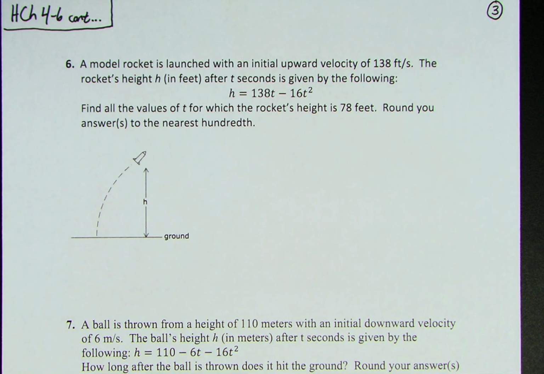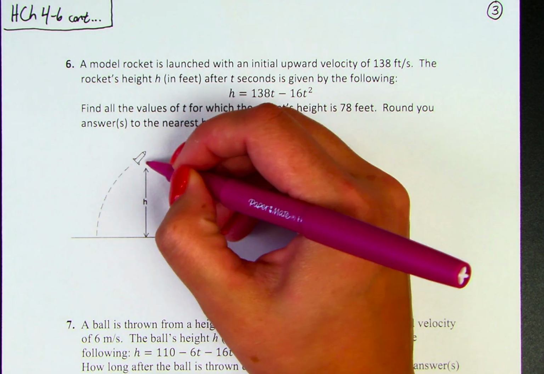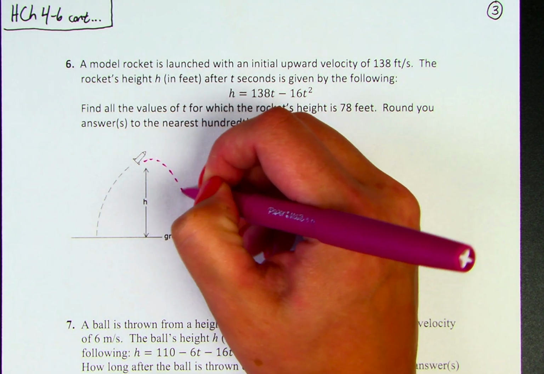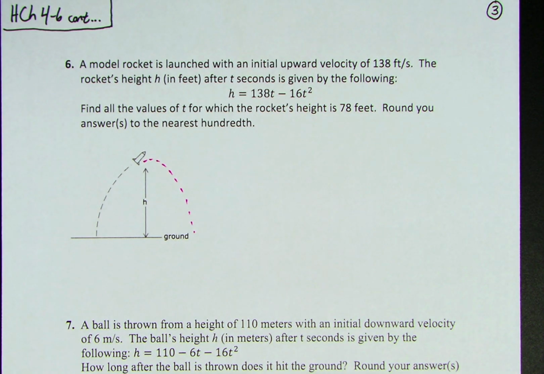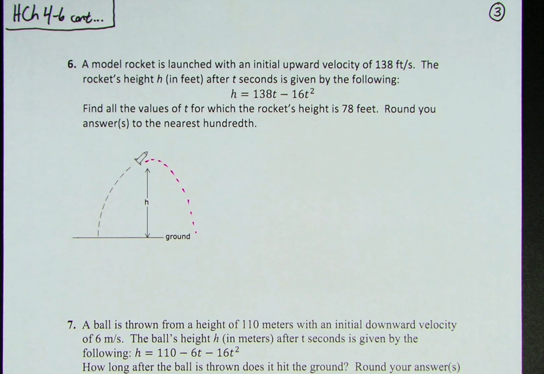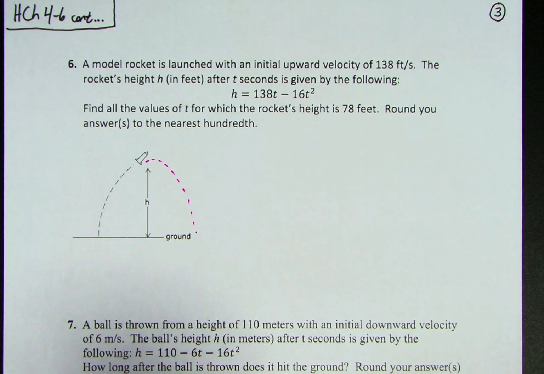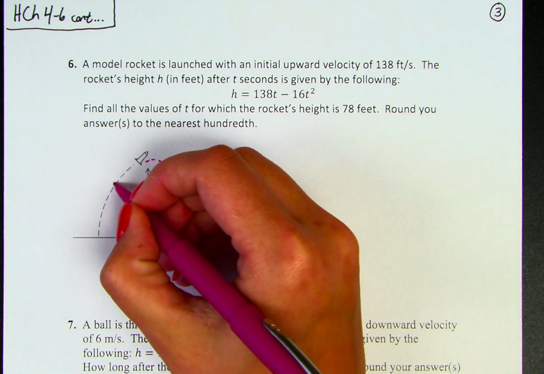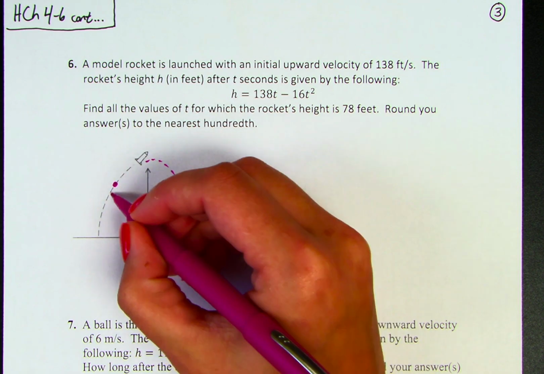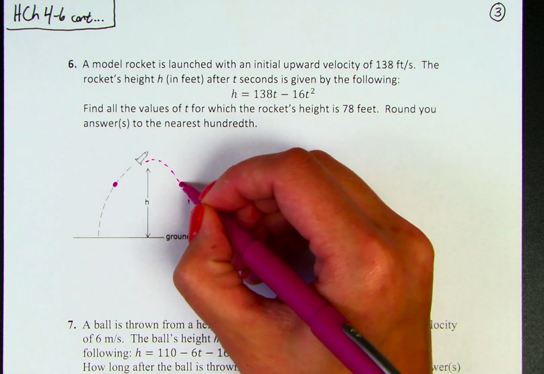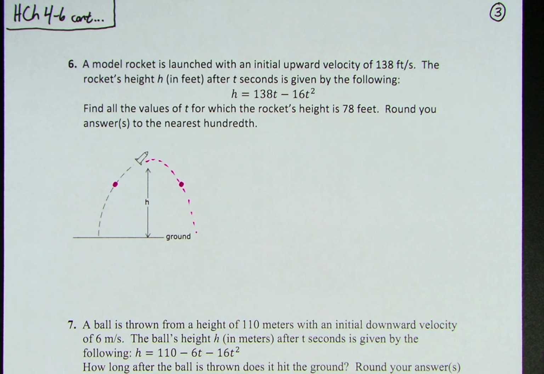All right, so we have a model rocket that's being launched. Now, again, at some point, it's going to have to come back down to the ground. And this is asking us to find all the values of t for which the rocket's height is 78 feet. So again, I know at some point it's going to hit 78 feet going up and then 78 feet on the way down.